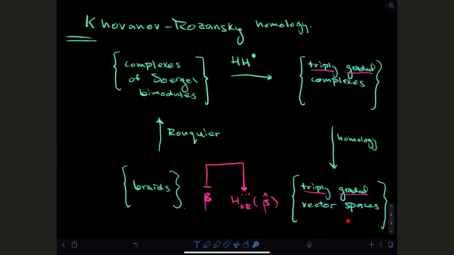And composing these is what defines Khovanov-Rozansky homology. You start with your braid, you form the Rouquier complex, you take the Hochschild cohomology term-wise of that complex, and you take homology of that, and you get Khovanov-Rozansky homology. If you notice, I said these were not just complexes, but triply graded complexes and triply graded vector spaces. So let me tell you what the three gradings are.